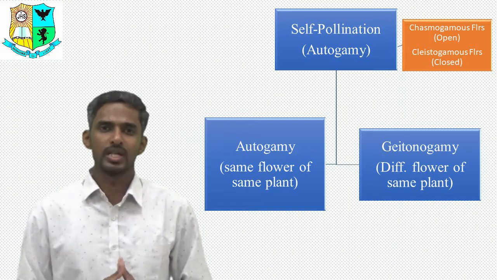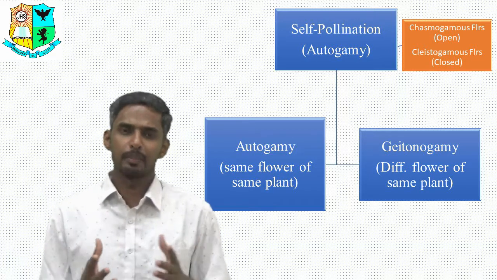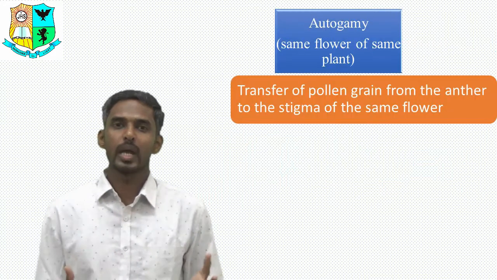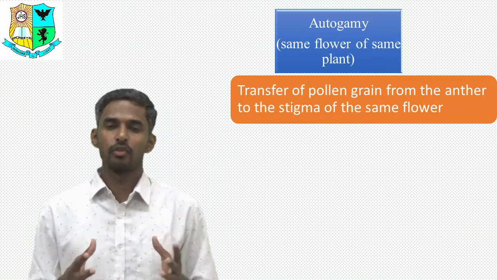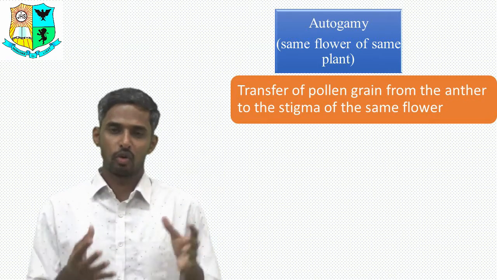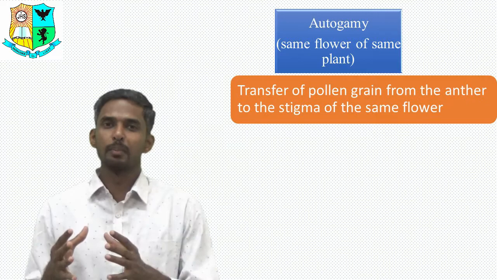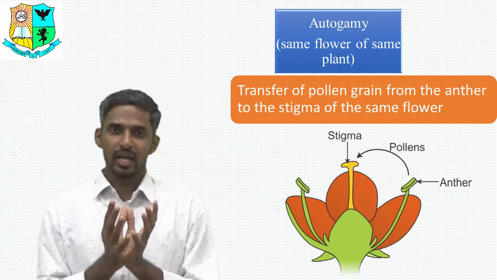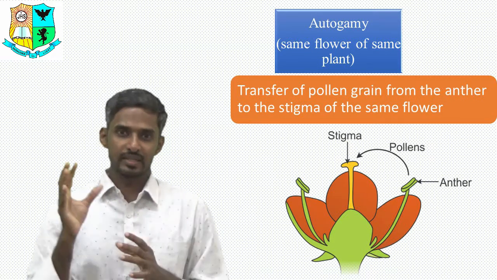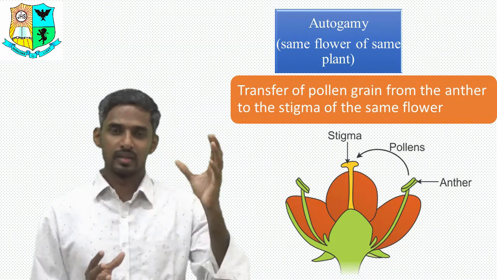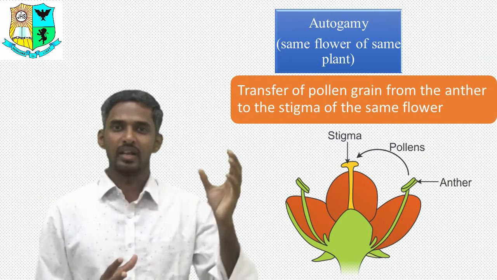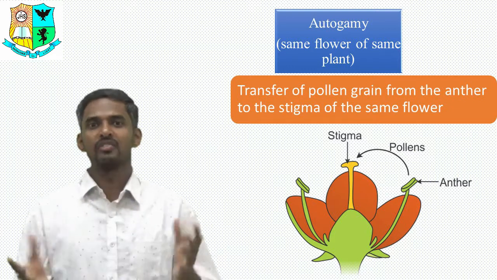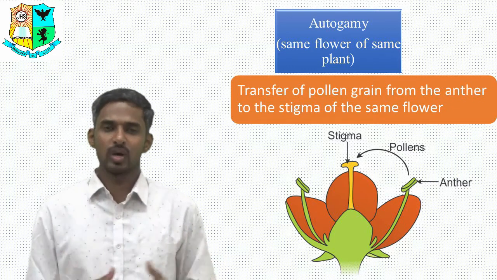Now this self-pollination can be autogamy or geitonogamy. Autogamy means transfer of pollen grain from the anther onto the stigma of the same flower. That means there is one flower, in that there are stamens and there is stigma. What happens? The anther produces pollen grains, and that pollen grain will fall on the stigma of that same flower and fertilization takes place. And this is one way.